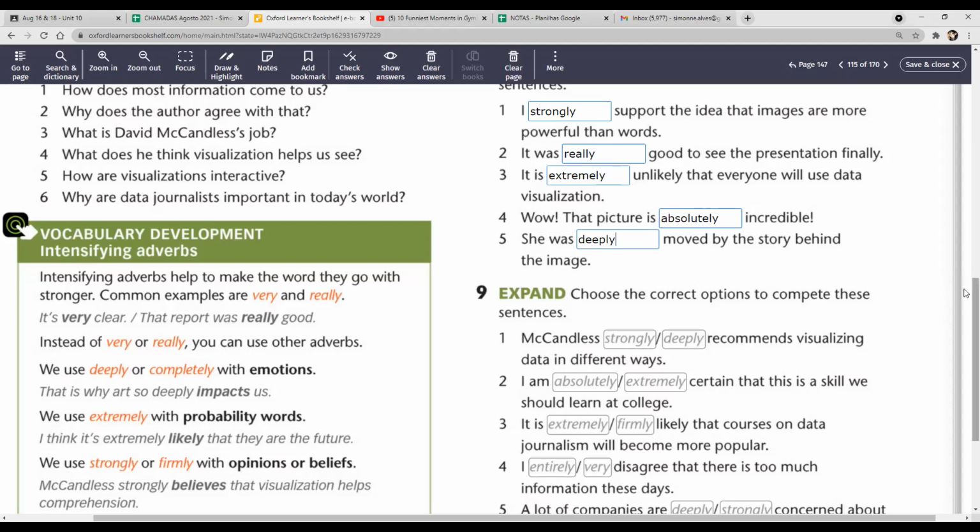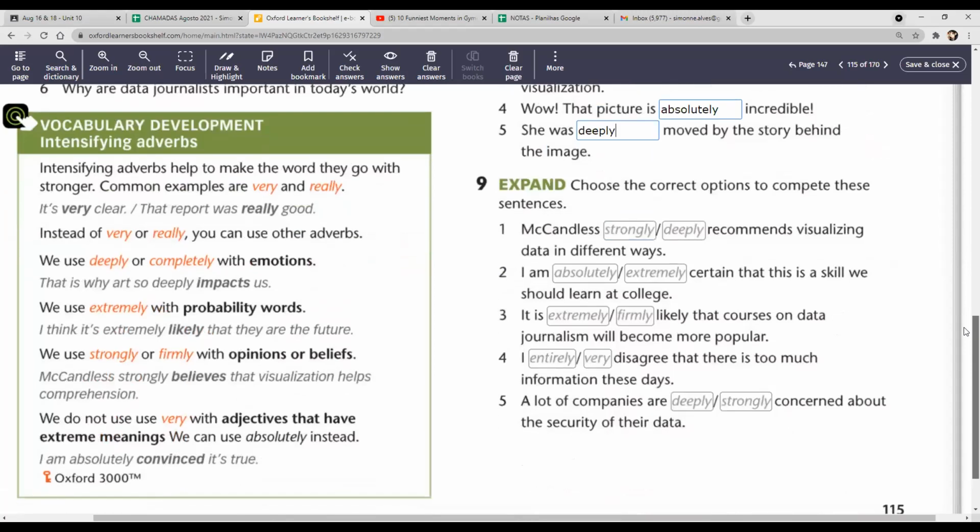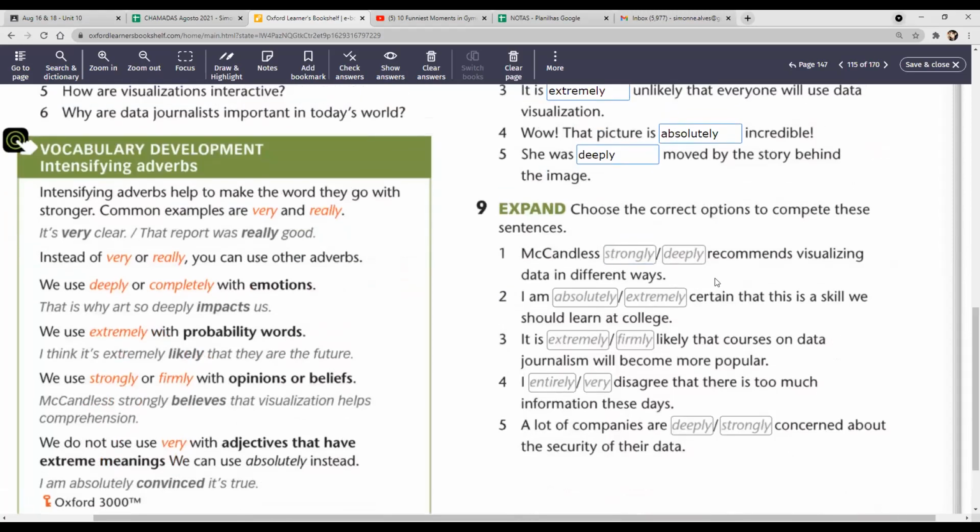Okay, so people, just for us to close this, let's do the last one. It's just for us to click on the correct option. So let's see. Here there is a typo, is to complete these sentences. So there is a letter here missing. Can we start saying? So McCandless strongly, yes, strongly recommends. It's his opinion. Strongly recommends. Okay. Number 2.